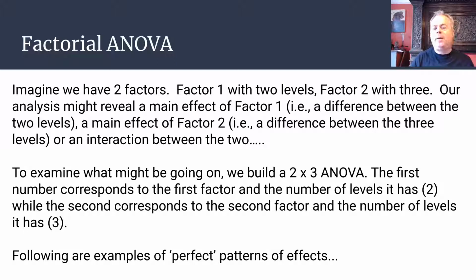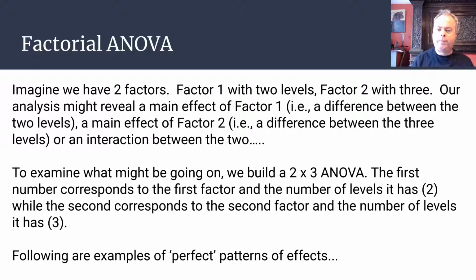So we might find a main effect of factor one, in other words, a difference between the two levels of that factor. We might find a main effect of factor two, so a difference between one or more of the three levels of that second factor. Or actually, what we might find is an interaction between the two. So maybe people's performance at level 1 versus level 2 of factor 1 actually varies as a function of the three levels of factor 2.